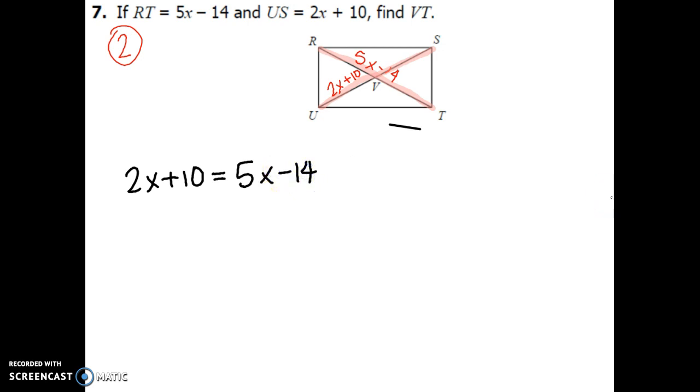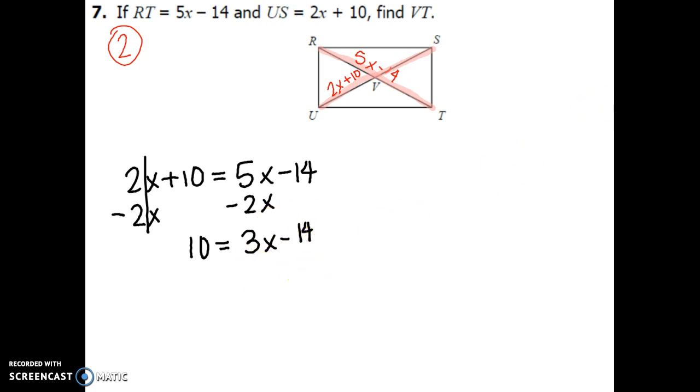Here we do our normal algebra process, so I'm going to start by moving my smallest variable. In this case it is 2x, so I'm going to subtract 2x from both sides. This is going to cancel. This 10 is going to drop down, so I'm going to say 10 is equal to 5 minus 2, that is 3x, minus 14.